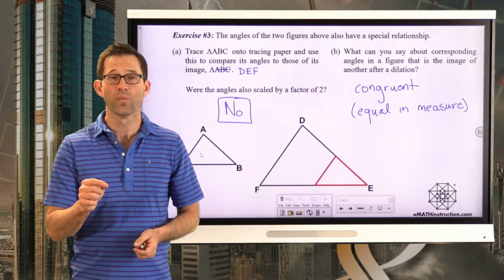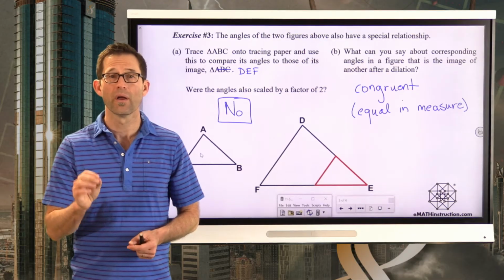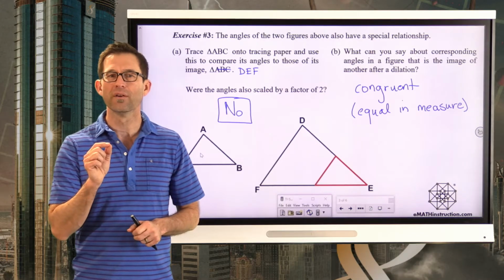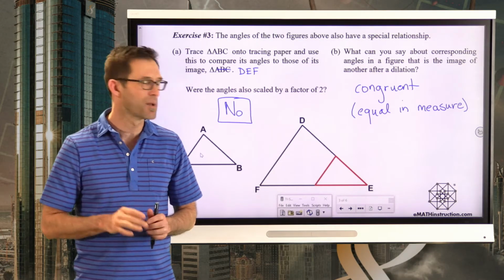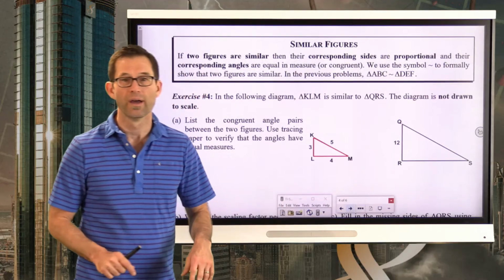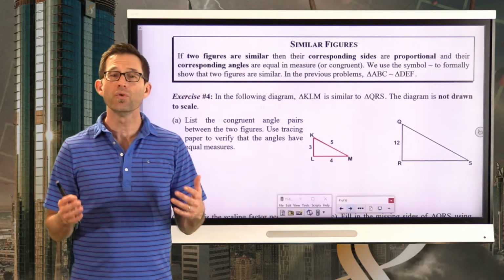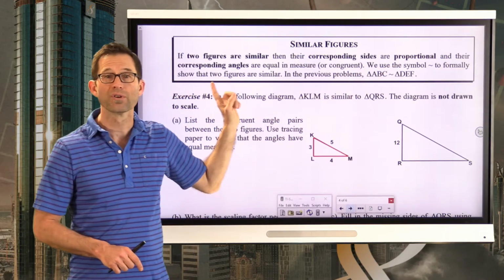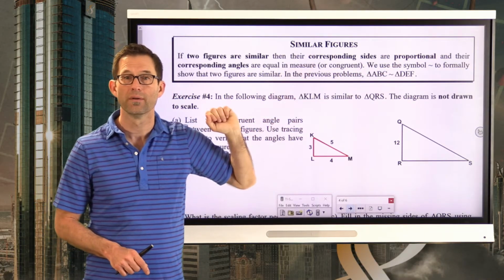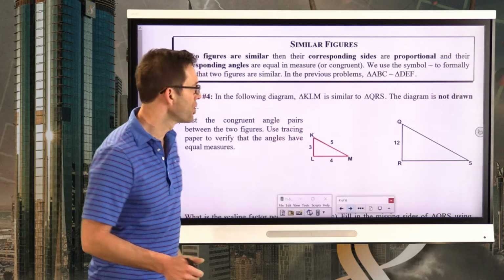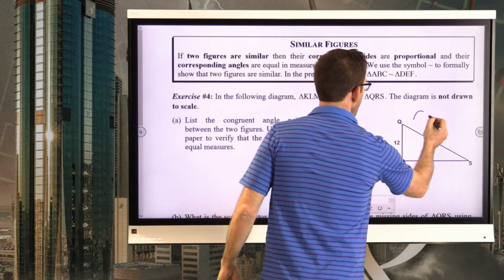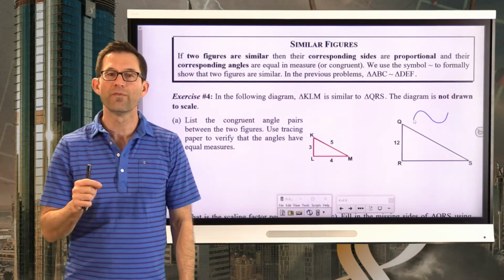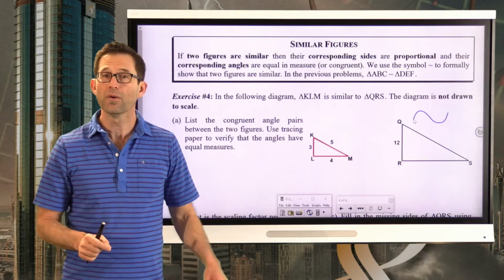And this is why we say that two figures that are similar have the same shape, those are the angles, but a different size. Let's summarize all of this, right? Similar figures. If two figures are similar, then their corresponding sides are proportional and their corresponding angles are congruent. And we use this funny little symbol. Let me draw it a little bit bigger. This symbol, all right, to formally show that two figures are similar. Okay, and you may have seen that before.